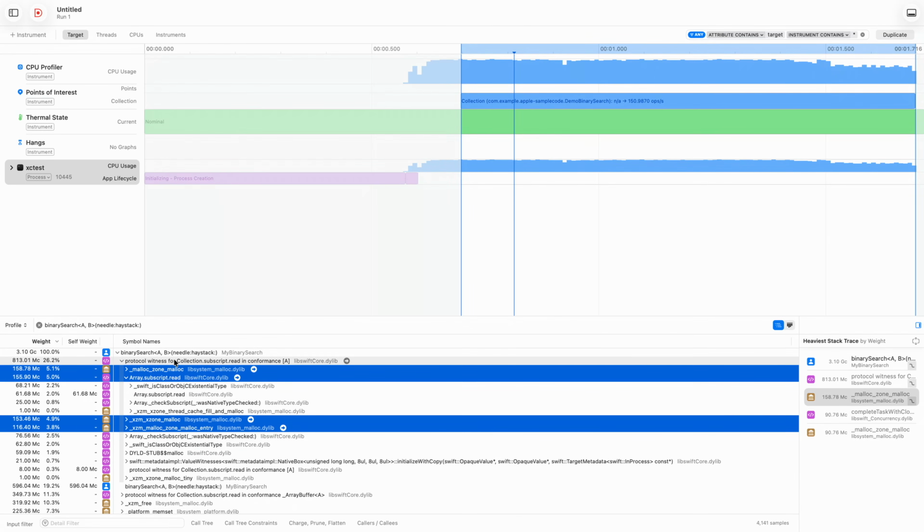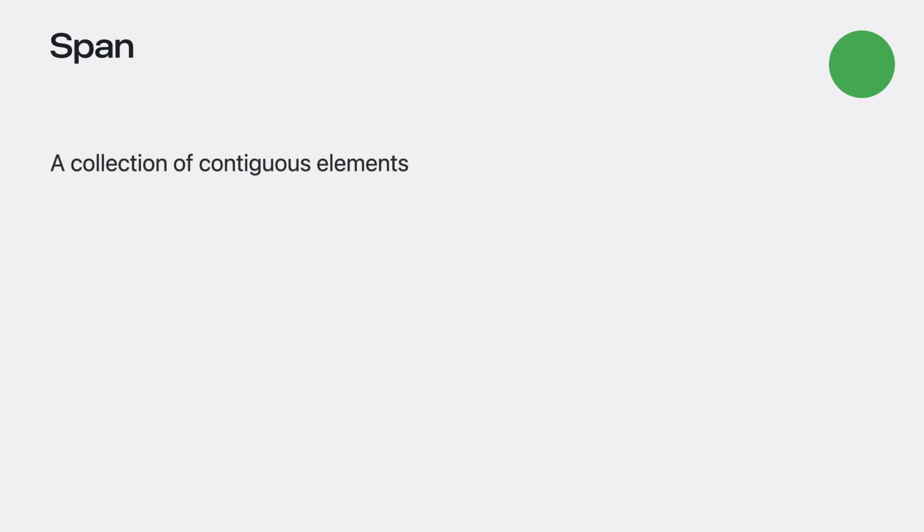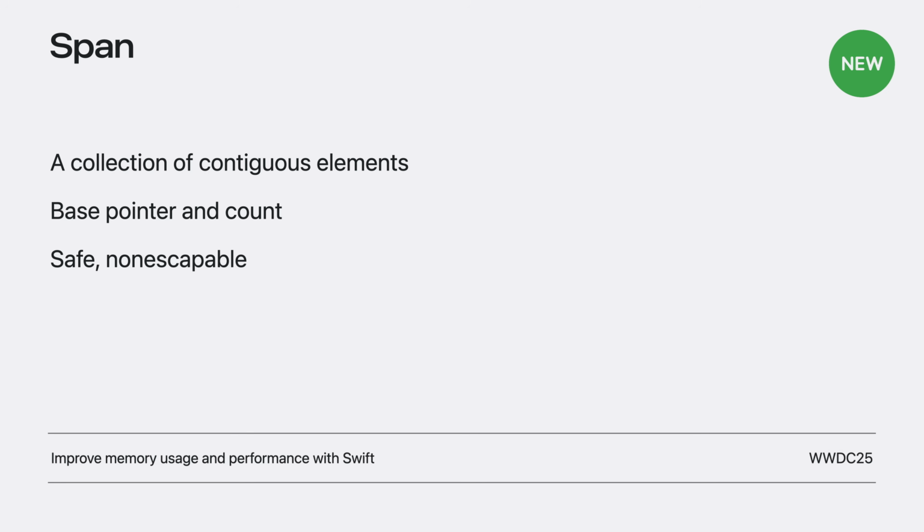Let's try the new Span type. Span can be used instead of Collection when elements are stored contiguously in memory, which is common for many kinds of data structures. It's effectively a base address and count, but it also prevents escaping or leaking the memory reference outside of the functions it's used in. For more details on Span, watch the Improved Memory Usage and Performance with Swift session.